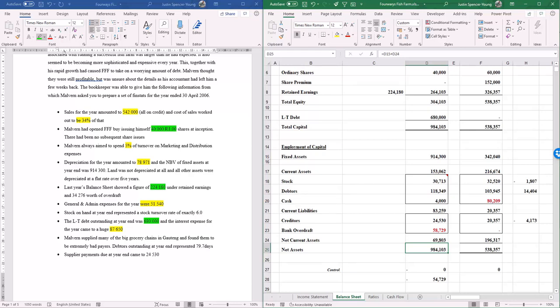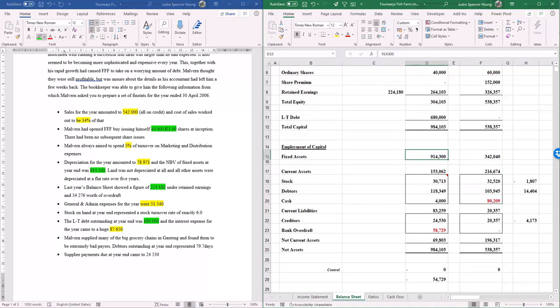Next up is fixed assets. All right, so we need to find a number here that relates to that. Here we go. The net book value of the fixed assets at the end of the year was 914,300. Net book value says depreciation has been deducted. Great, so plug that one in.